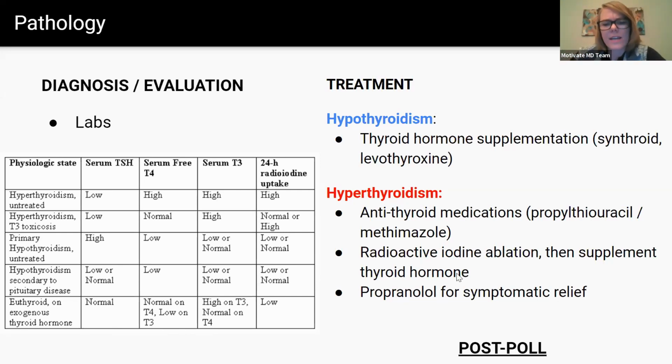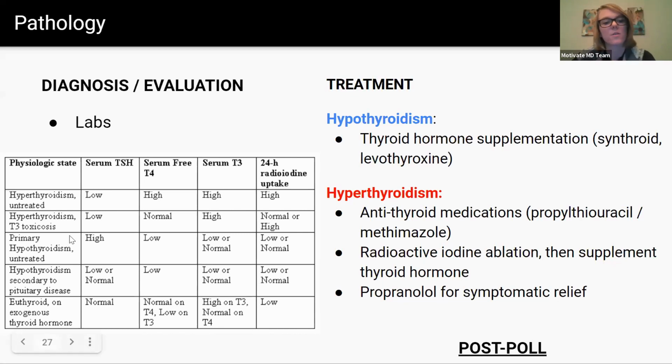And then, as I mentioned before, for hyperthyroidism, the antithyroid medications are usually just temporary, because what we want is a more permanent solution to their problem. So we'll want to do either radioactive iodine ablation or excision to treat their hyperthyroidism. And then we can give propranolol for symptomatic relief, especially if they have a tremor, tachycardia, things like this. And then over here, we see this table.